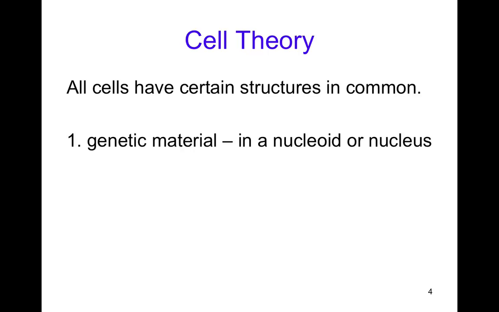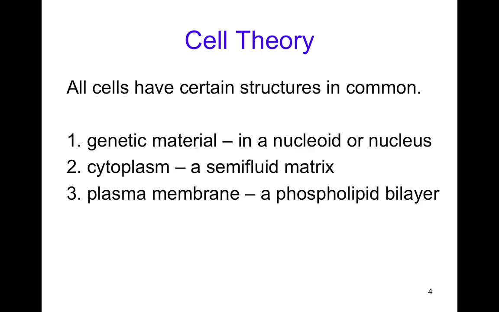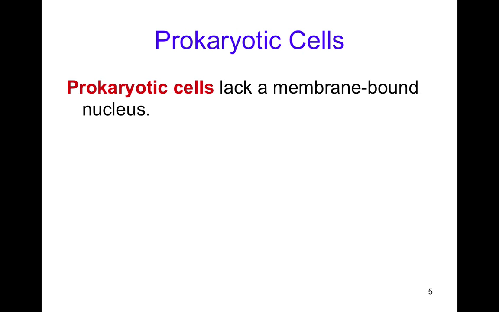So continuing with the cell theory, here are some other things that all cells have in common. These are all cells, including prokaryotic cells and eukaryotic cells. So all cells have genetic material. All cells have what is called a cytoplasm, which is this semi-fluid space. We call it a matrix. So all the space that's filled up by this fluid inside the cell is called the cytoplasm. And all cells have a plasma membrane, which again is composed of a phospholipid bilayer.